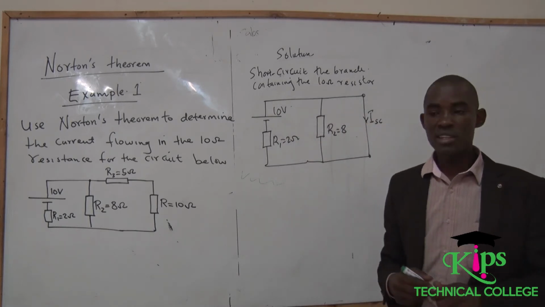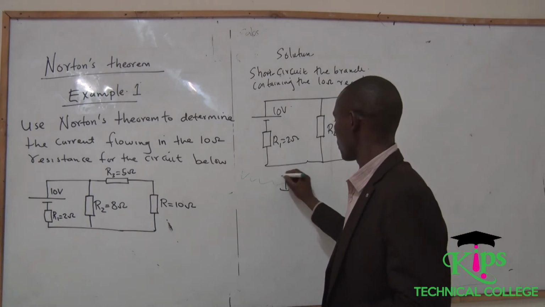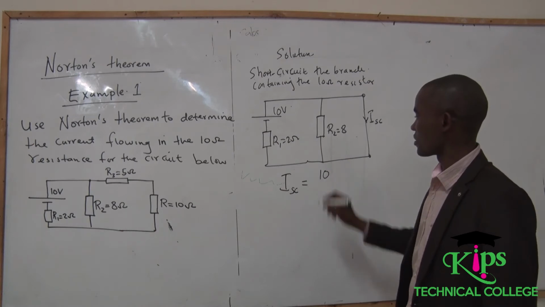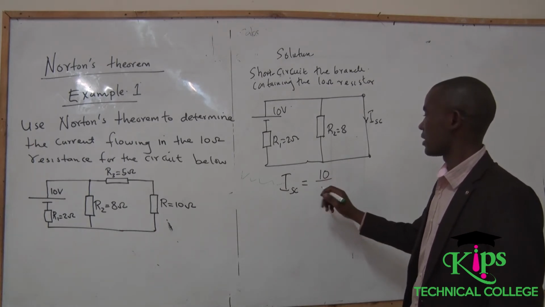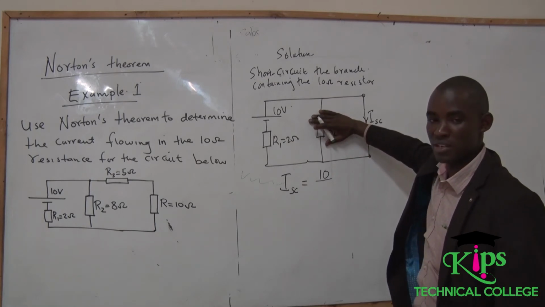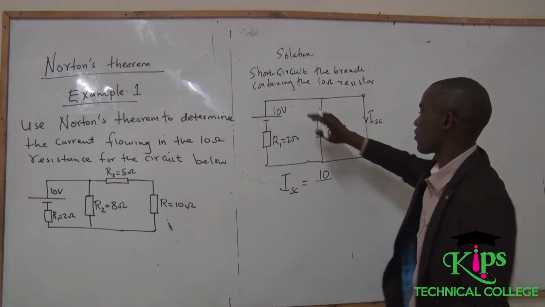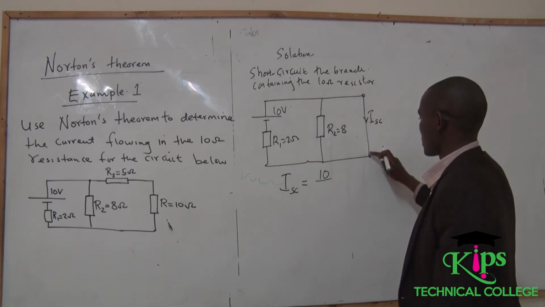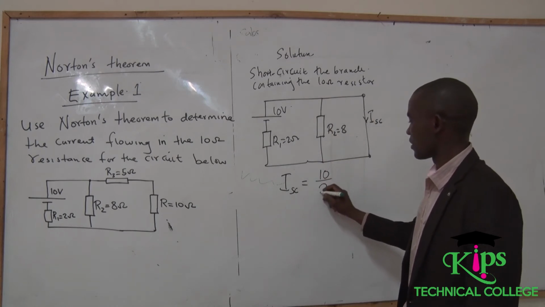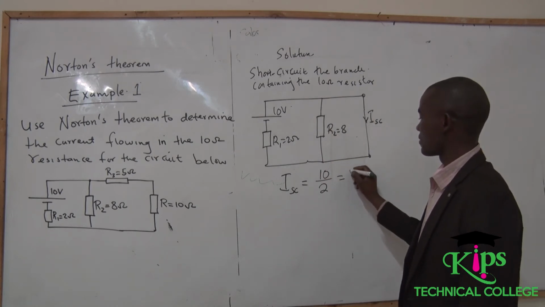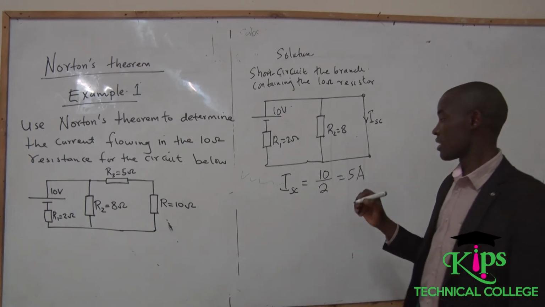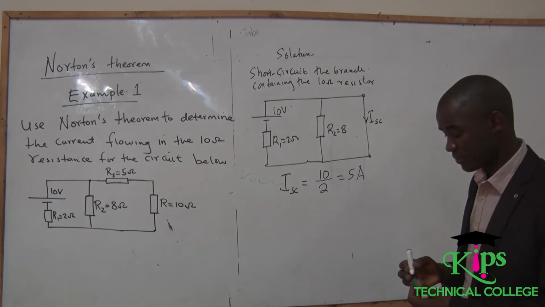If you want to get the short circuit current, it will be equal to the total voltage, which is 10, divided by the total resistance, which is 2. Remember, this one is as good as removed, because whenever current flows, it will decide to pass through this easier branch, the short circuit branch, rather than using this route. So you divide by the 2 ohm resistor. This gives us 5 amperes as the current flowing in the circuit, the short circuit current.